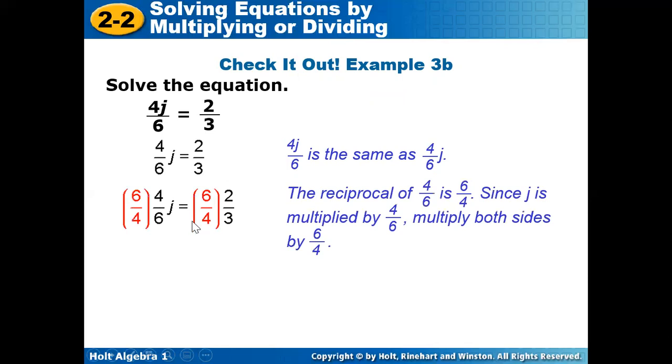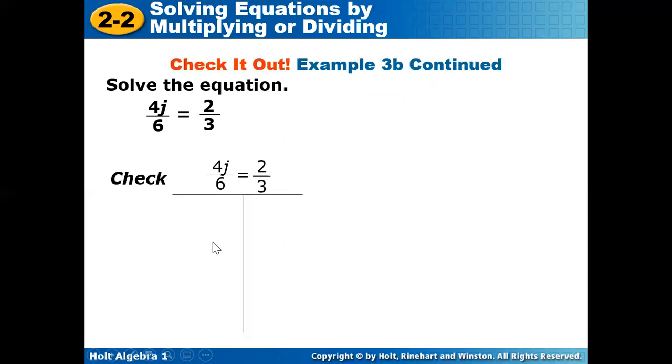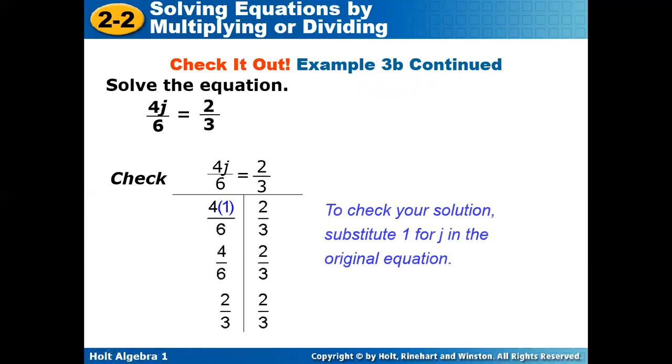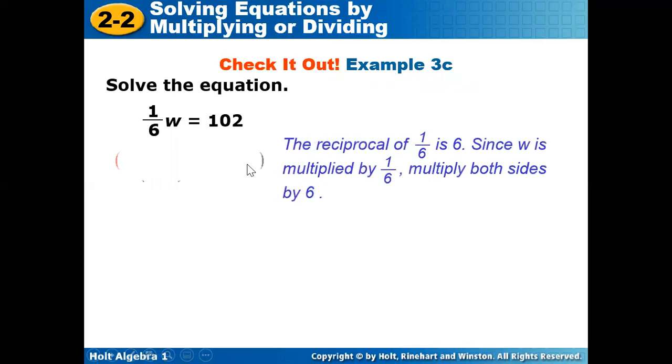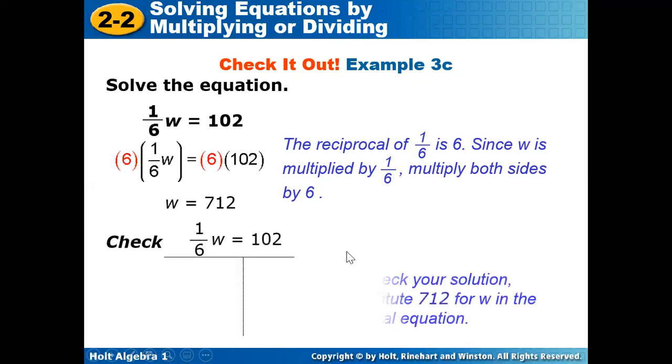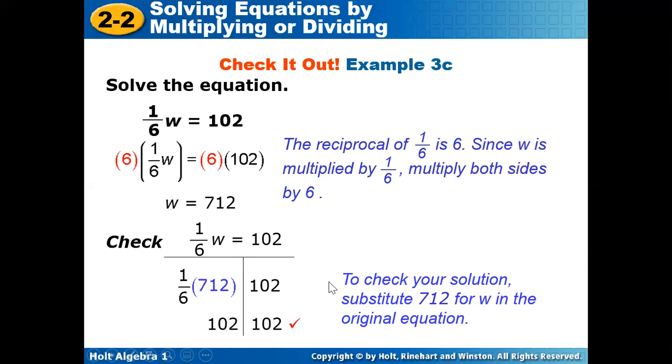of, right, this will equal 12 over 12, which reduces to 1. And you can check that, and you get your absolute answer. So, once again, same kind of problem, right? 1/6 times w. We're going to multiply by the reciprocal, which is going to be 6 over 1, or 6. These cancel out, and you get 712 as your answer, because 6 times 102 is 712. And once again, 1/6 times 712, that would equal 712 over 6, which would give us that 102.